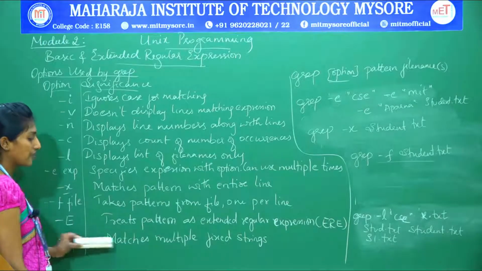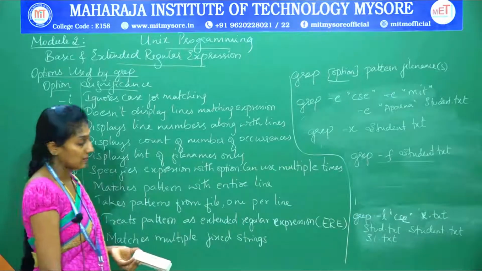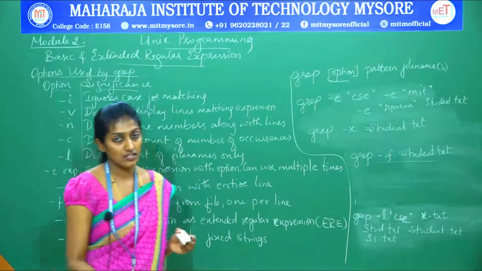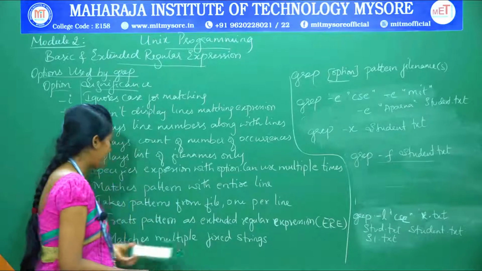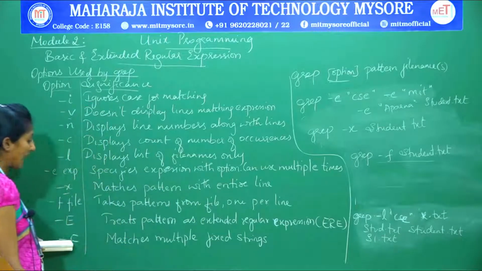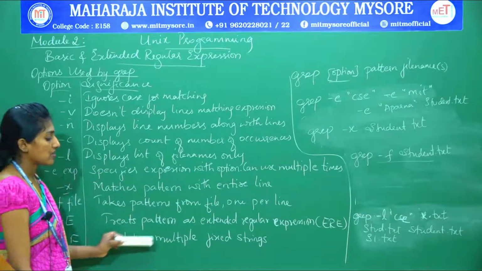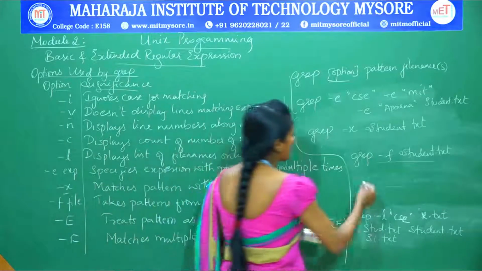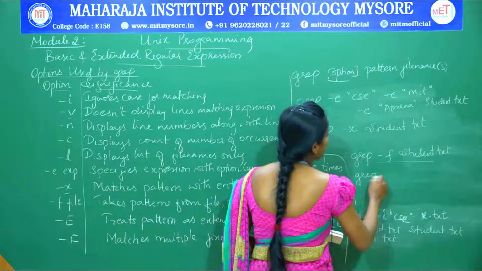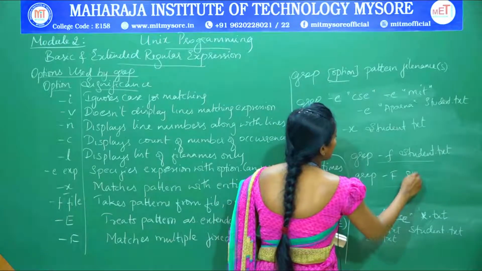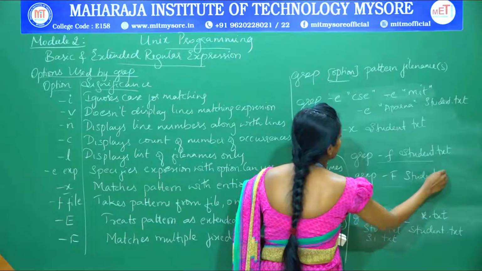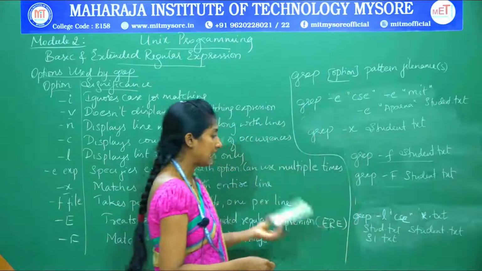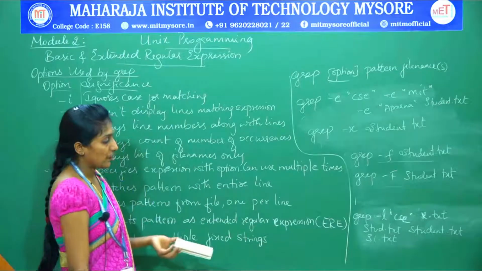Next, -F matches multiple fixed strings. If the user wants to match fixed strings, that is without any variation, at that time he can use this -F. It is going to match multiple fixed strings from a given file. The option is used like this, grep -F student.txt, like this. Likewise grep -E, that I will be showing in the next topic itself.